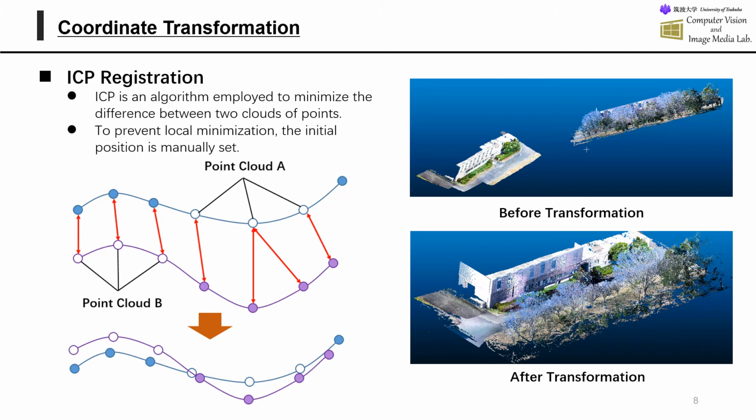ICP is an optimization method which calculates the distance of the closest points, then minimizes the difference between two point clouds by iterating the point-to-point distance. And this figure shows the original position of the static point cloud and ground truth. Regard ground truth as the reference point cloud. The static point cloud coordinate can be transferred to the ground truth, which is the world coordinate system.